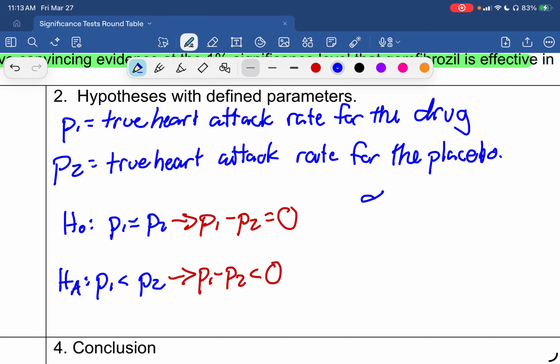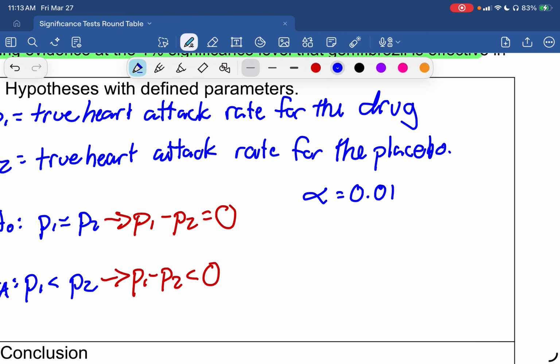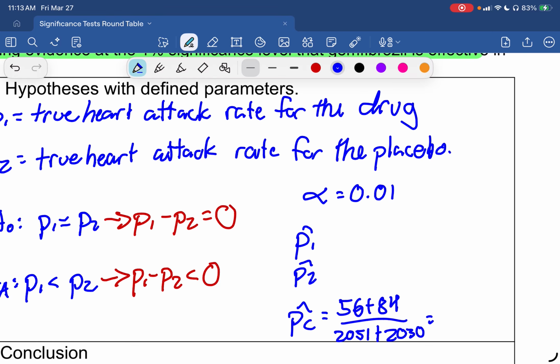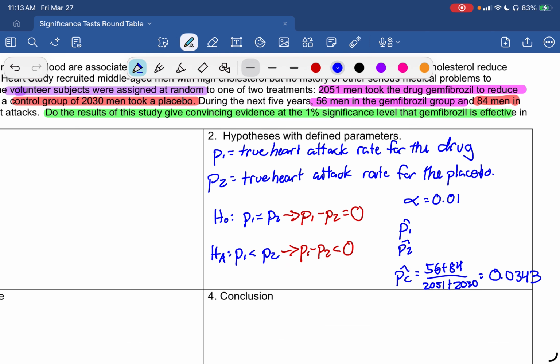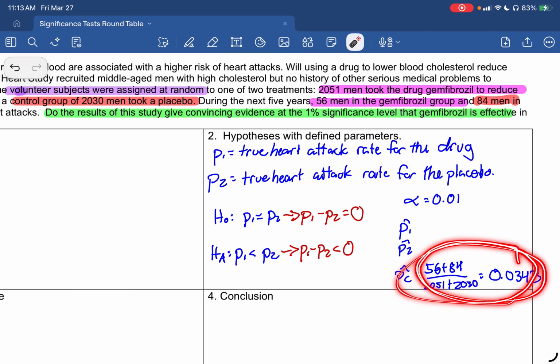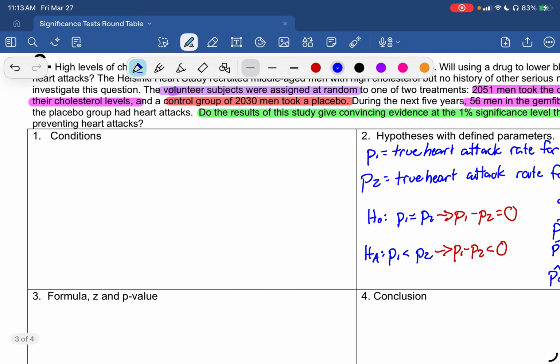Couple things to note here. Don't forget, you still have an alpha value. Also, don't forget, you need to not only know what P1 hat and P2 hat are, you need to do the P combined in order to do your formula. P combined, I will help you out with here, is this fraction. And it gives us a proportion of 0.0343. That is the value you will use for your large counts and for your formula.